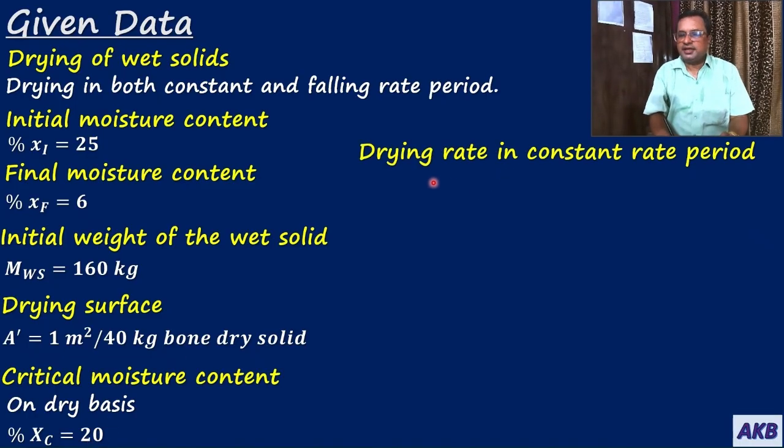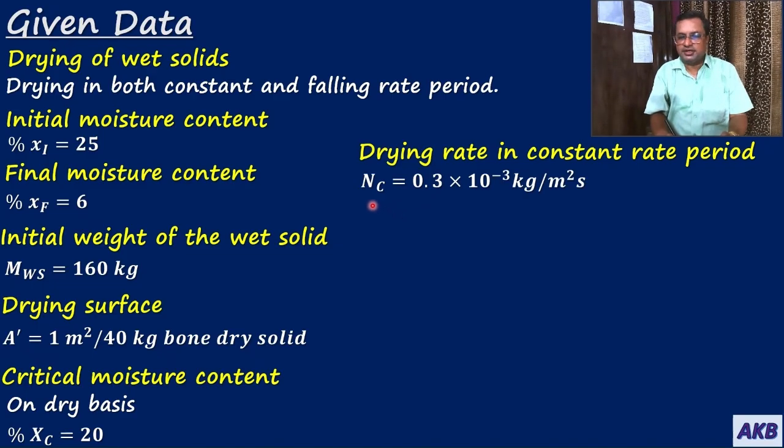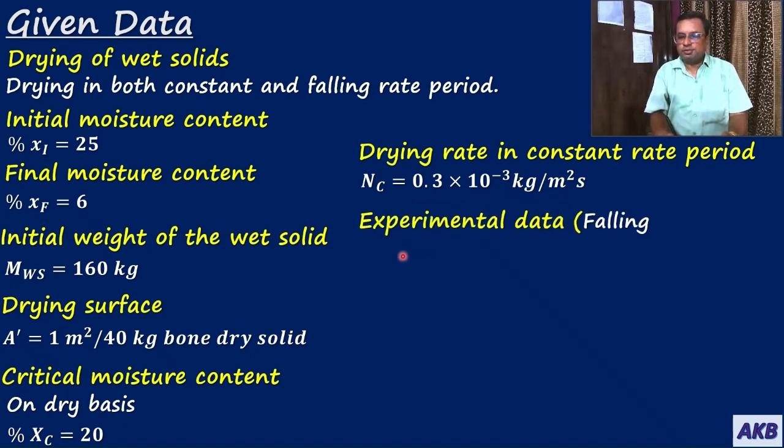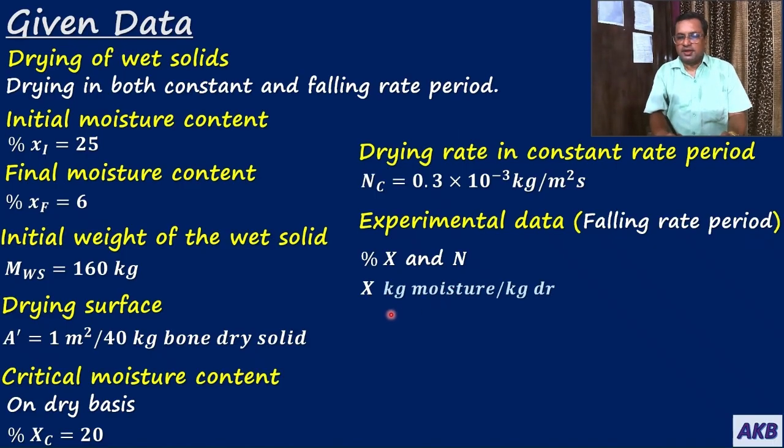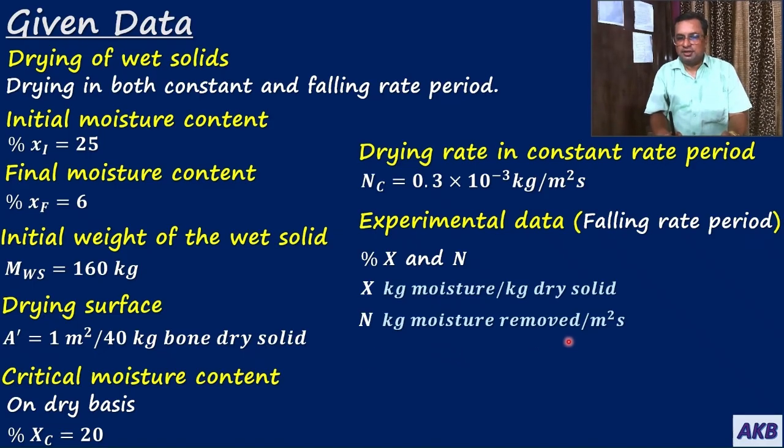Then drying rate in the constant rate period is given to us. We are going to denote that by Nc, and Nc is 0.3 into 10 to the power minus 3 kg per meter square per second. Then experimental data for falling rate period is given to us. So we have different values of percentage X and corresponding values of N. In this case, capital X is kg moisture per kg dry solid, and capital N is kg moisture removed per meter square per second.